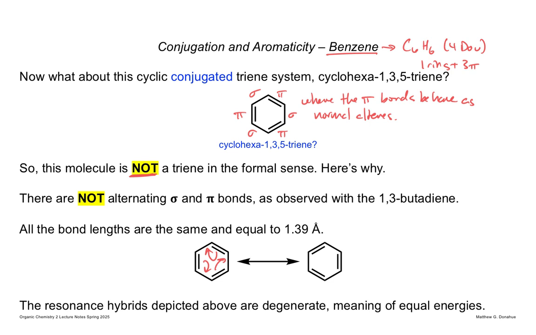So if this structure existed, you'd expect these sigma bonds to be longer, and it wouldn't have the symmetry that's shown. But due to resonance, every bond in the molecule has the same bond distance. That distance is 1.39 angstroms. An angstrom is defined as 10 to the minus 10 meters.